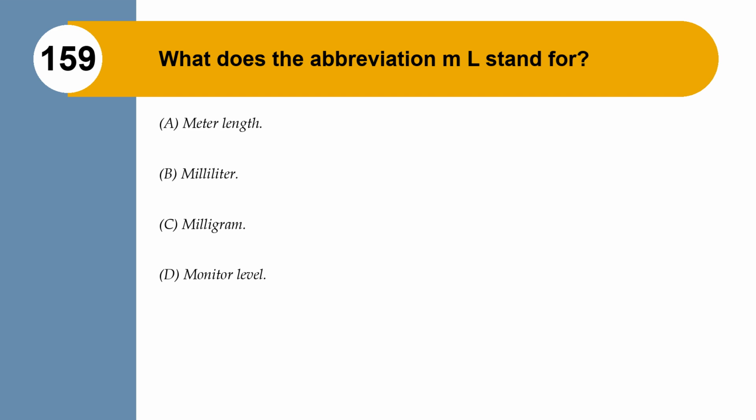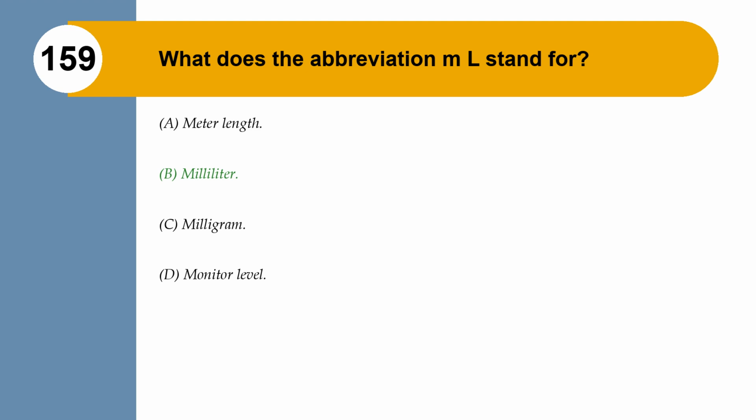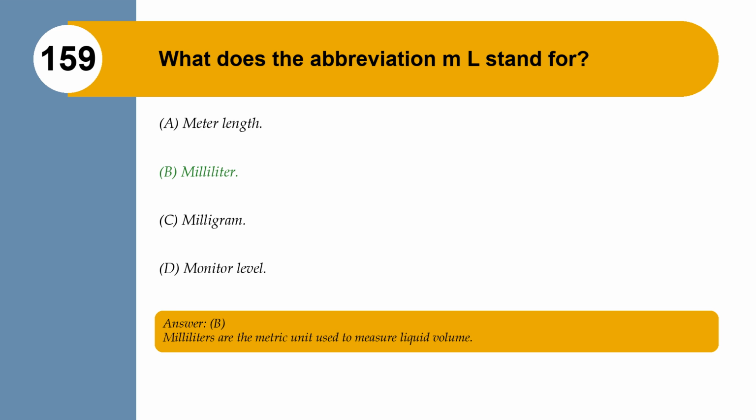Question 159. What does the abbreviation ML stand for? Option A, meter length. Option B, milliliter. Option C, milligram. Option D, monitor level. The correct answer is option B, milliliter. Explanation: milliliters are the metric unit used to measure liquid volume.